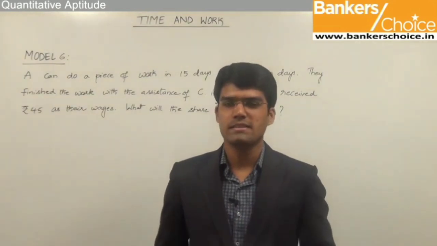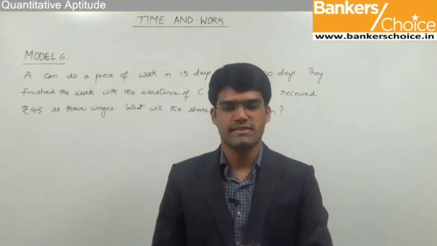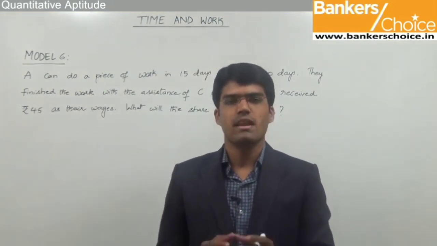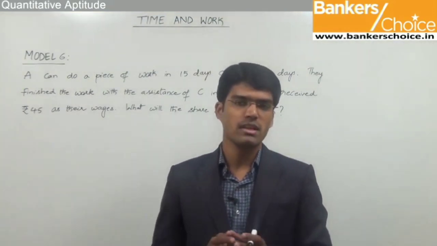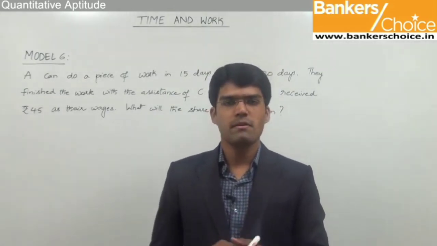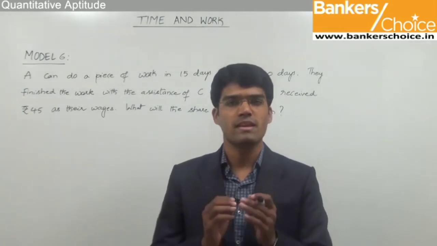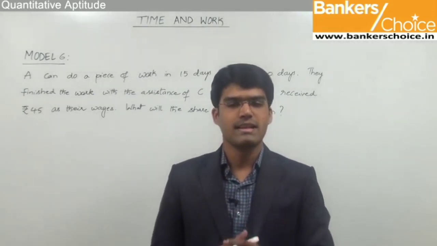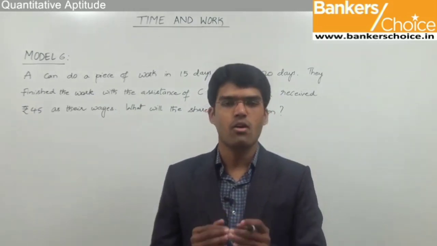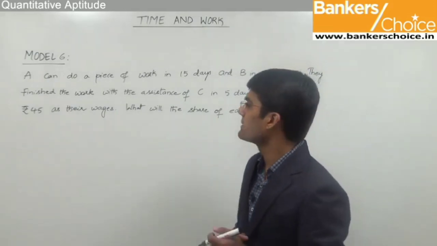Let us now look at the sixth model from Time and Work, which is based on the distribution of wages. That is nothing but the amount which a group of persons receives when they do a work together. So here we need to find out the individual shares of the persons. Remember friends, always the distribution of the amount should be done in terms of capacity of the persons. That is nothing but we should find out the capacity of each of the persons, and accordingly the amount should be divided among them. Let us look at the question here.